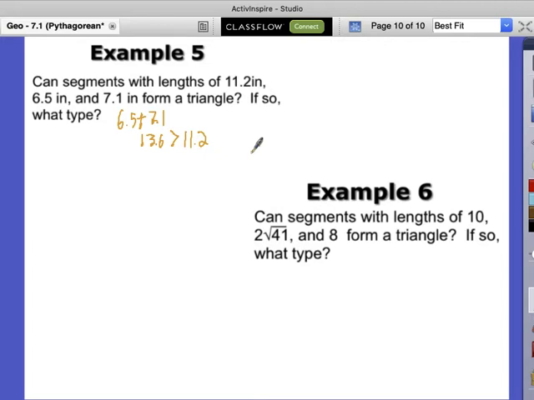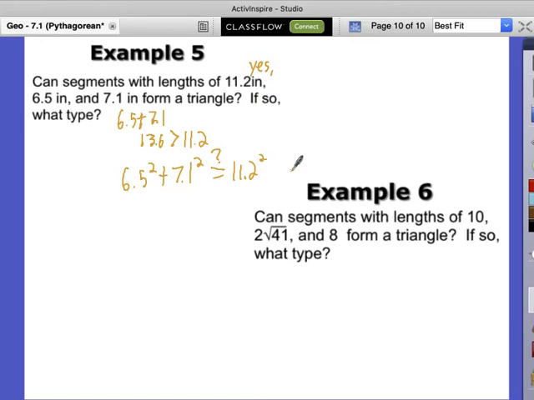So first of all, can this make a triangle? Our answer to that is yes. Then it says, if so, what type? We're trying to figure out if it makes a right triangle, an acute triangle, or an obtuse triangle. So how can we figure out what kind of triangle this makes? What we just learned. Yes, Marissa. So we have to do 6.5 squared plus 7.1 squared equals 11.2 squared. We put it into our Pythagorean theorem, but we have the question mark because we're seeing if it is equal.